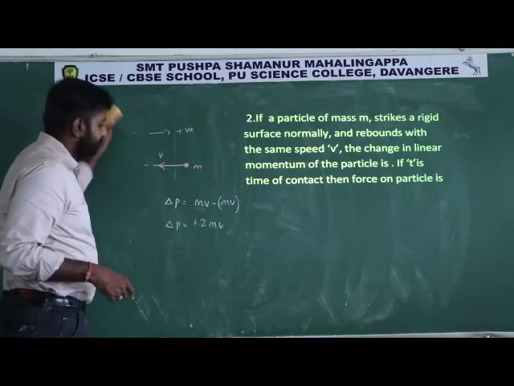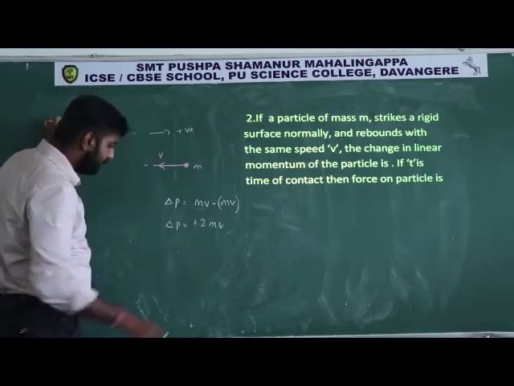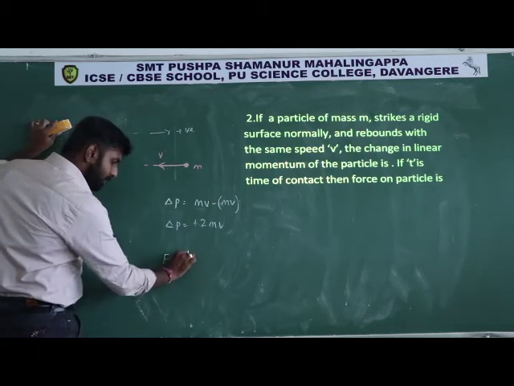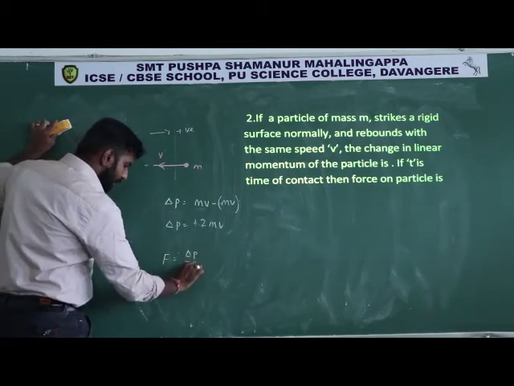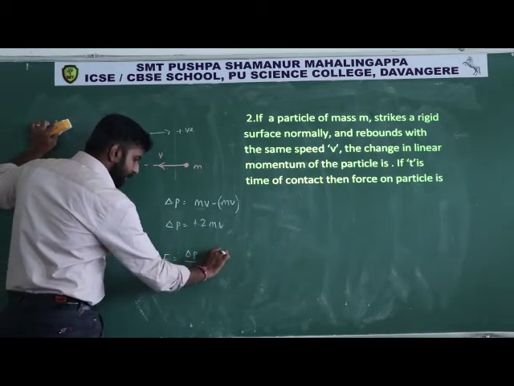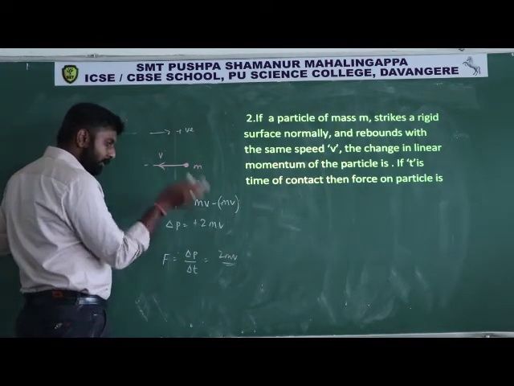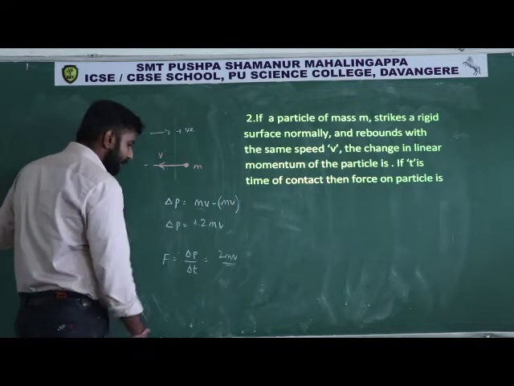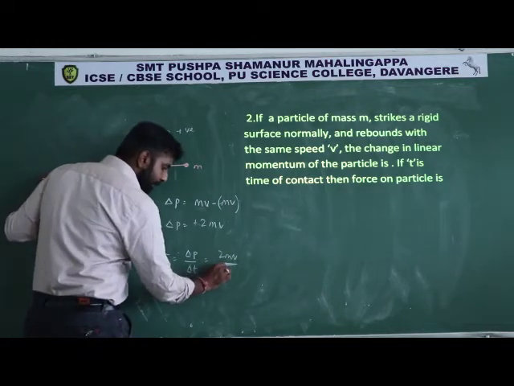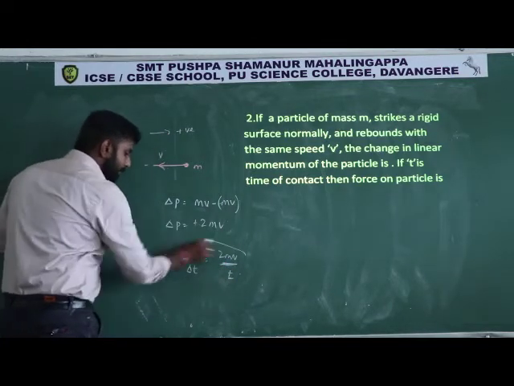And we have to find force. F equals delta p by delta t, or dp by dt. Delta p is, we got 2mv. If we calculate magnitude only, that is also 2mv only. 2mv divided by time interval t. Remember this formula.